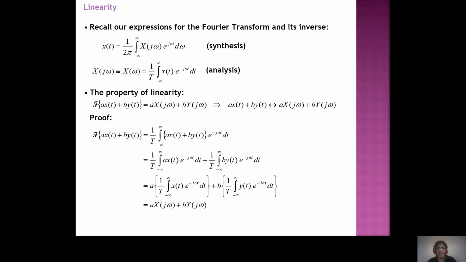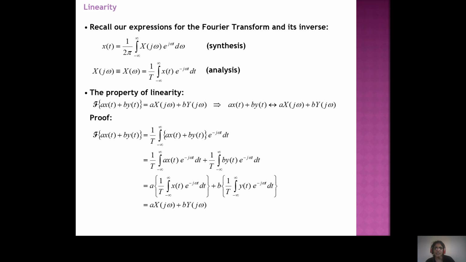1 by T integral from minus infinity to infinity of a x(t) e power minus j omega t dt, plus 1 by T integral from minus infinity to infinity of b y(t) e power minus j omega t dt. So taking the constants out, a times 1 by T integral from minus infinity to infinity of x(t) e power minus j omega t dt, plus b times 1 by T integral from minus infinity to infinity of y(t) e power minus j omega t dt.